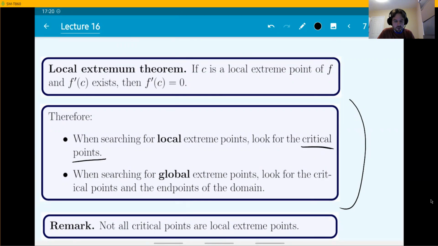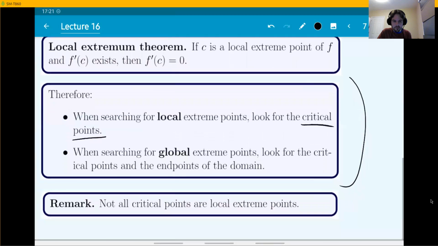Meanwhile, if you're looking for global extreme points, well, they have to be local as well if they are inside. I hope you can agree with that. If it is a global, meaning the value of the function there is the maximum possible or minimum possible everywhere, then it has to be local as well. It has to be true around the point. So if you're looking for global extreme points, look for the local ones, which means look for the critical points, as well as this time also the end points.